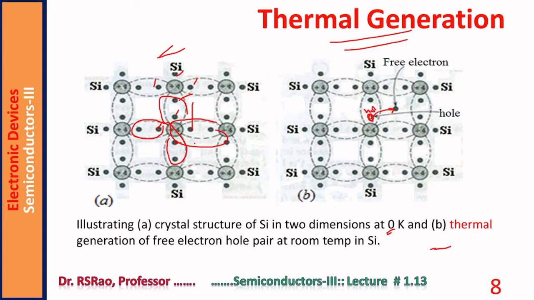When an electron comes out of the covalent bond, it becomes free. It is a free electron. So once coming out means a free electron has come into being, and a hole also. Hole is a positive electron. Effectively, it acts as a positively charged electron. It is mobile. Free electron is mobile. Hole is mobile. So these two contribute to increase of conductivity. Here, a free electron hole pair is generated due to supply of heat energy. That's why it is called thermal generation.